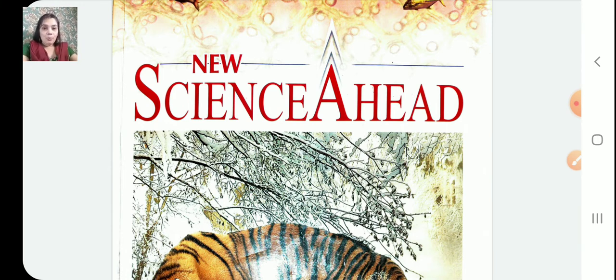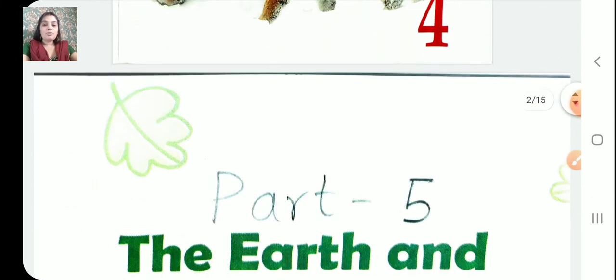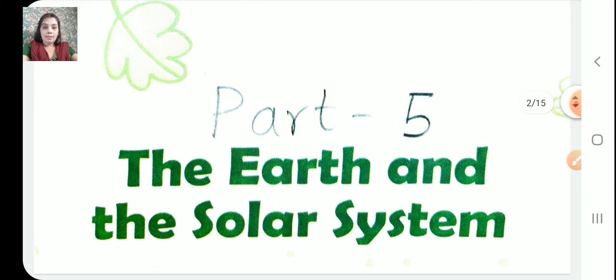And today we are going to continue with our chapter number 12, the Earth and the Solar System, part 5. In parts 1, 2, 3, and 4, we learned all about the solar system. And today we'll be learning about the Earth.